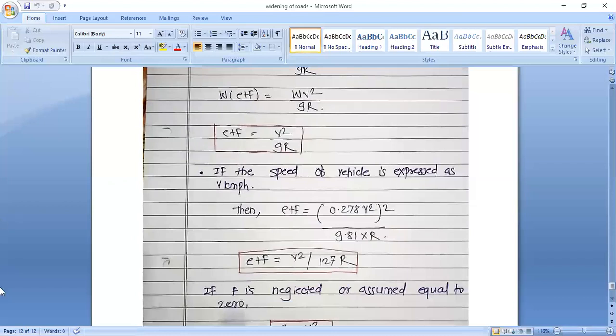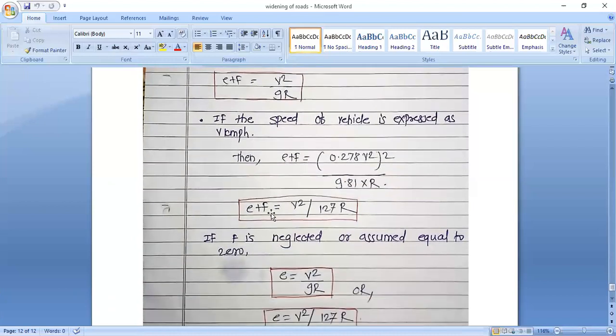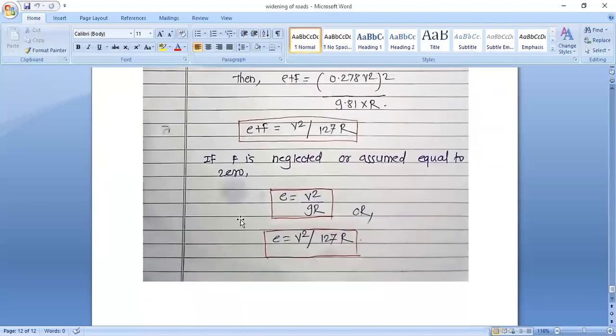Then we consider two cases. If the speed of vehicle is expressed in kilometer per hour, then the equation of super elevation is E plus F is equal to V square divided by 127 R. Remember this equation is important while solving the problems of super elevation.